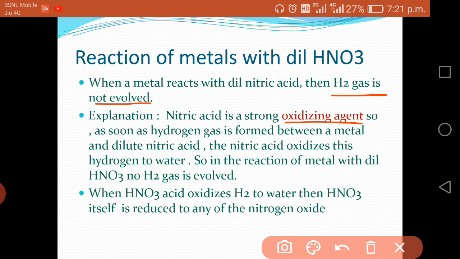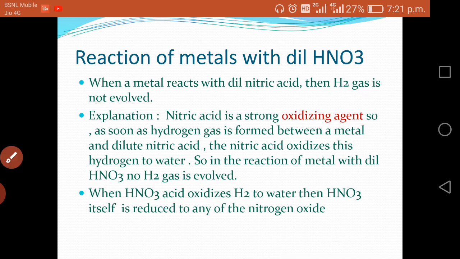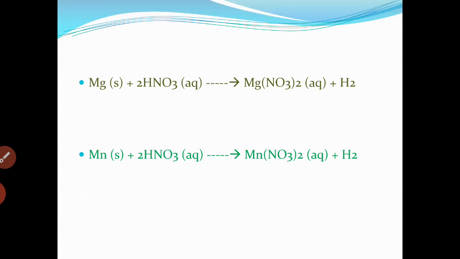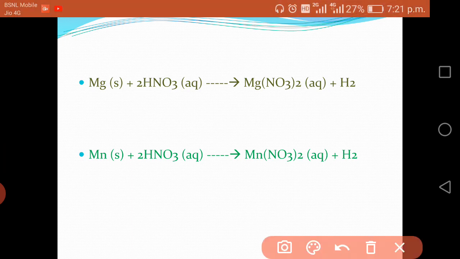Very dilute nitric acid, however, reacts with magnesium and manganese metal to evolve hydrogen gas. So you can see the reaction of magnesium with dilute nitric acid gives magnesium nitrate and hydrogen gas, and manganese reacts with dilute nitric acid to give manganese nitrate and hydrogen gas. Here the oxidation state of magnesium and manganese is +2.